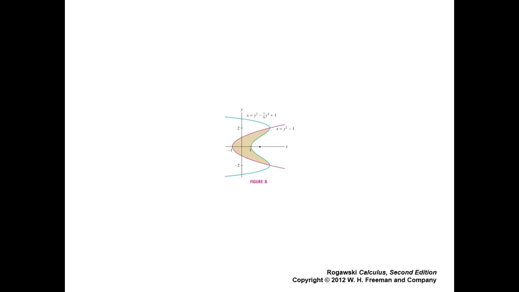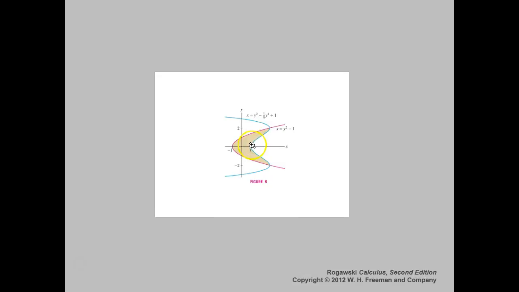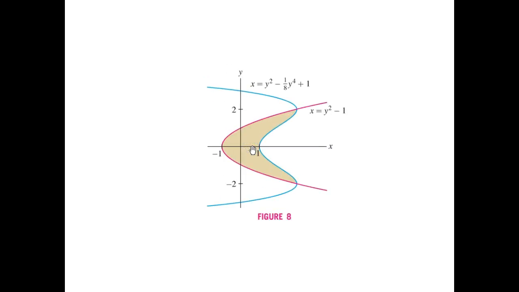Okay, and here again, calculate the area enclosed by the graphs of, let me blow this up so you can read it a little bit better. H of y is equal to y squared minus 1, which I think is this blue curve here. No, it isn't. It's the red curve, the pink curve here. That's y squared minus 1. And G of y, which is y squared minus 1/8 y fourth plus 1. That's this one, the blue curve. Okay? We want to calculate the area enclosed by those graphs.